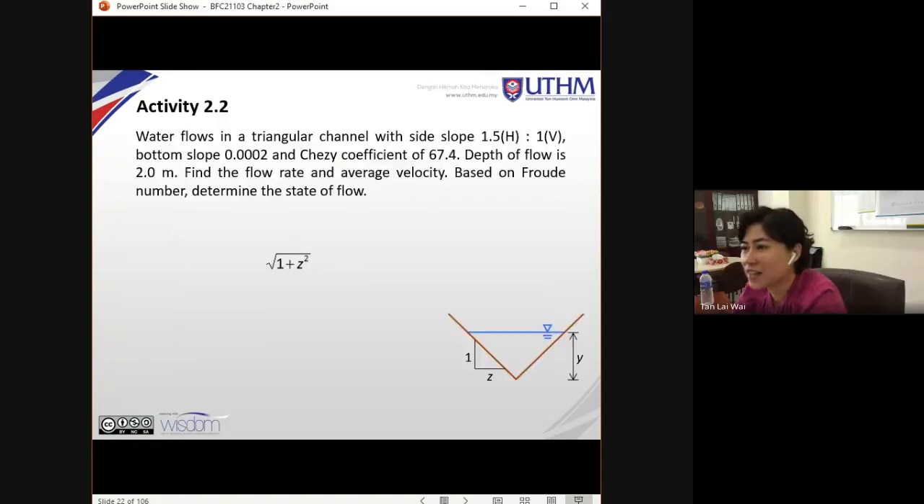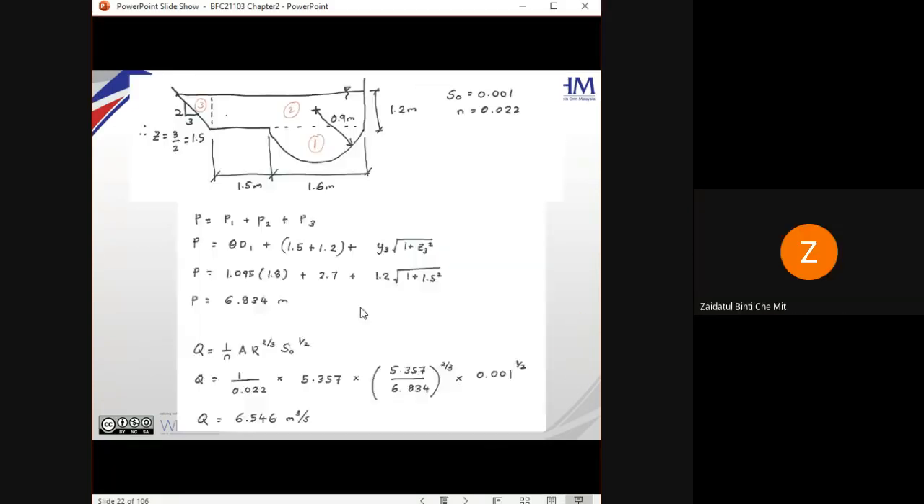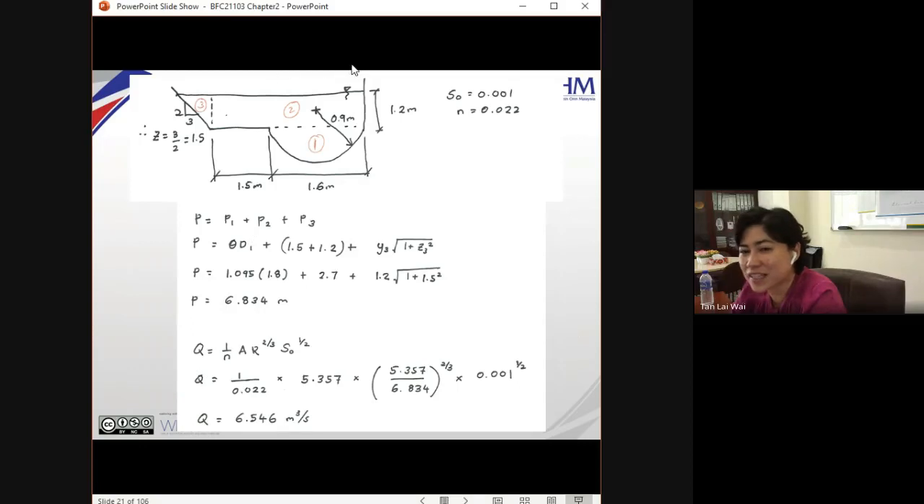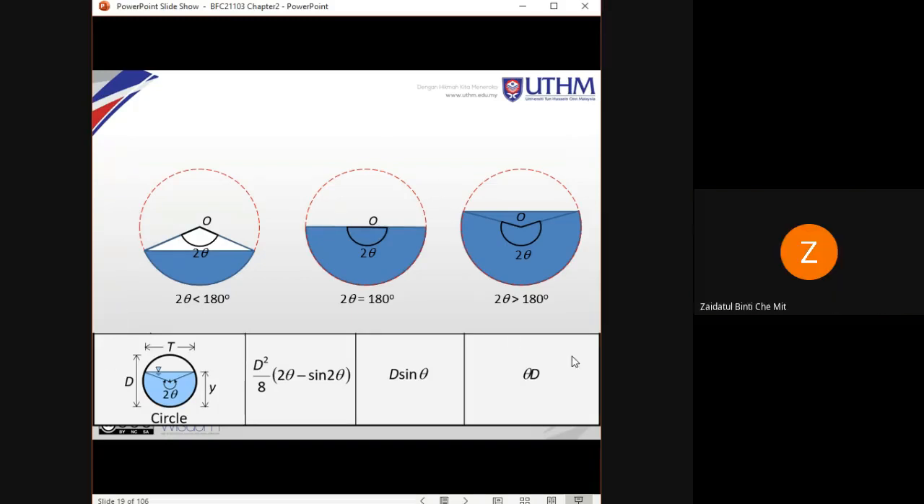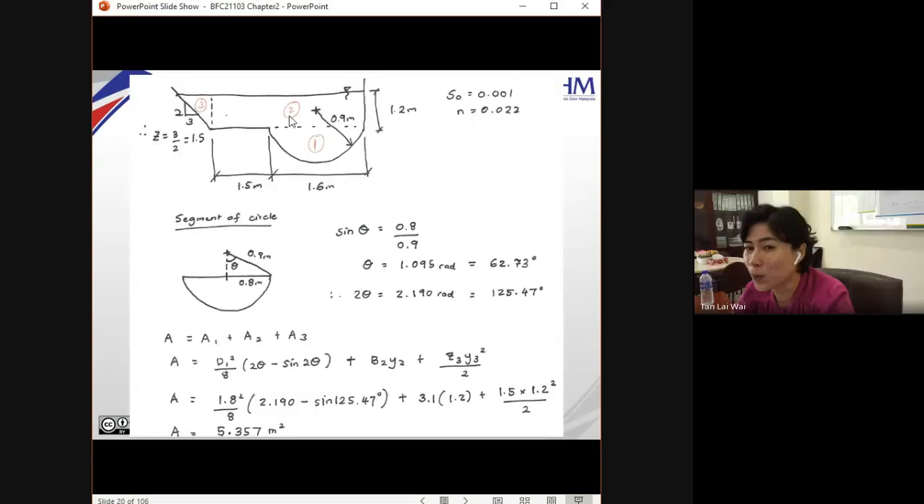Miss? Yes. I would like to ask one question, can I? Can. On that slide, where does the P equals 1.095 times 1.8 come from? 1.8 is the diameter. D is the diameter, right? D is diameter. Not A over T, sorry. D would be the diameter. If you look at this, D. Remember, you see this? First circle? Yes. D is the diameter. But its diameter is 1.6, right? Why did it become 1.8?